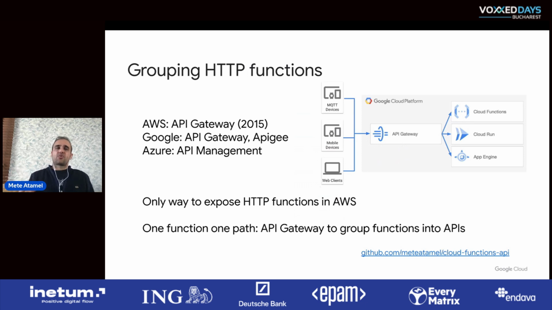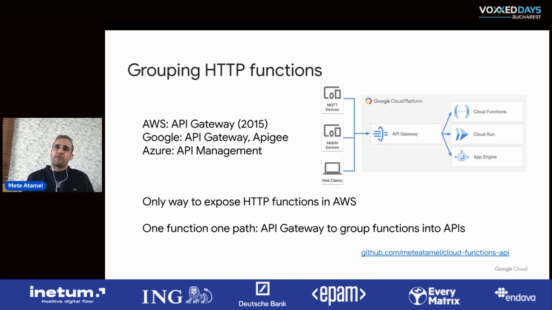And once you have these functions running, usually these functions have a single path. So a path goes to a function. But when you're building an API, you usually have multiple paths, right? So if you want to have multiple paths, then you need to have a way to group these functions. In AWS, there's API Gateway that started in 2015, very early on. And this API Gateway was the only way, and I think it's still the case, the only way to get your functions and group your functions. Now on Google Cloud, the Cloud Functions can have public endpoints, so you can get to them without a gateway in front.